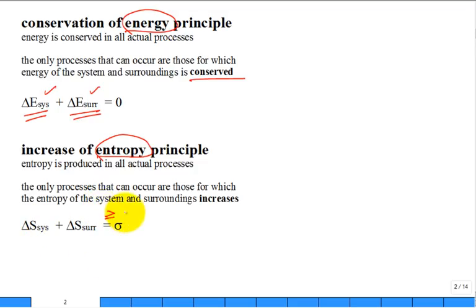We introduce the entropy generation, sigma, to make it an equality, and that's our statement of the increase in entropy principle. The best you can do is have that sigma equal to 0 if everything's reversible, but in reality, it's all irreversible. So that's our increase in entropy principle.